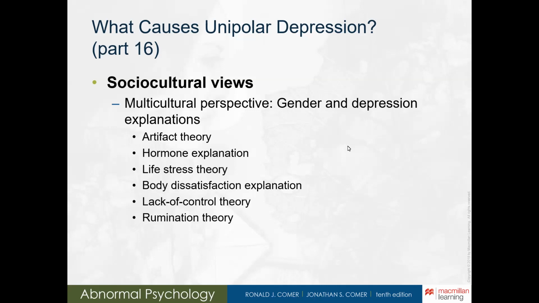The bodily dissatisfaction explanation states that females in Western society are taught, almost from birth, but particularly during adolescence, to seek a low body weight and slender body shape, goals that can be unreasonable, unhealthy, and often unattainable. The lack of control theory draws on the learned helplessness research and proposes that women may be prone to depression because they feel less control than men over their lives. And finally, we look at rumination theory. Research reveals that women are more likely than men to ruminate when their mood darkens, perhaps making them more vulnerable to the onset of clinical depression.